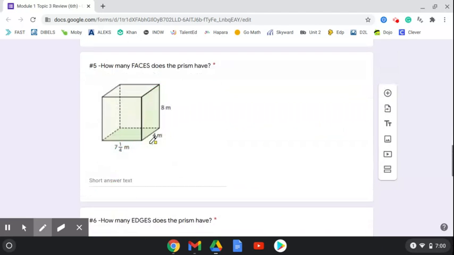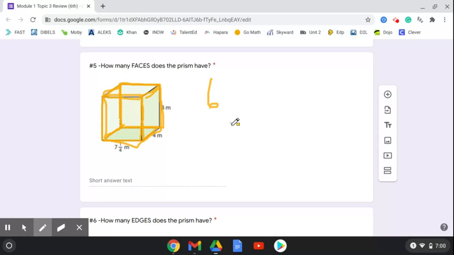Number 5 asks about the faces. Okay, so you have 1, like we just did, you have 1 and 2. We could say the front and the back. Okay, then you have the right and the left, and then you have the top and the bottom. Okay, so there's 6 faces in a rectangular prism, which is what this would be.